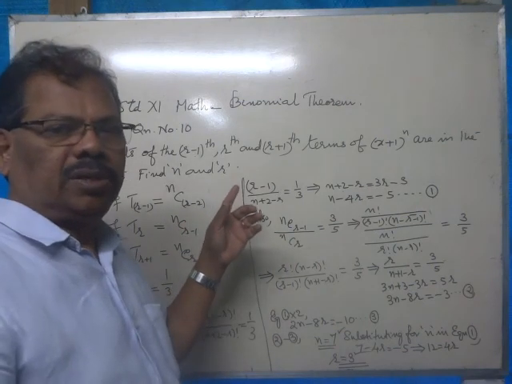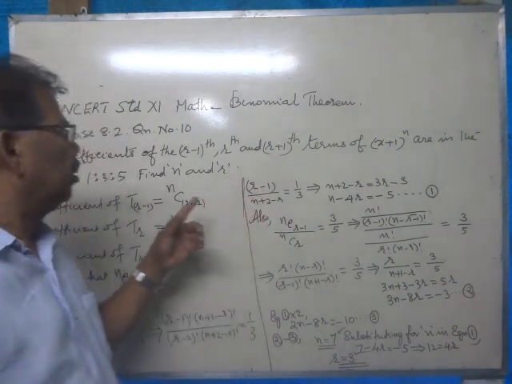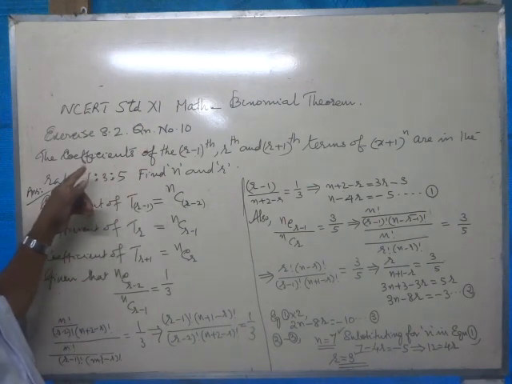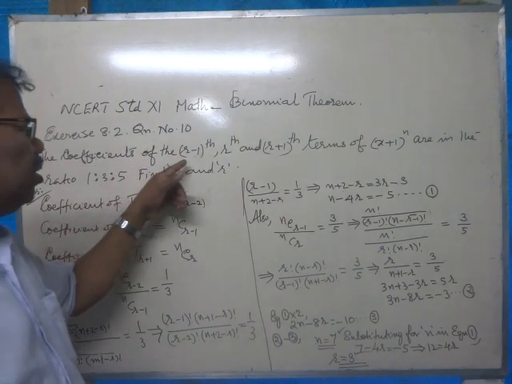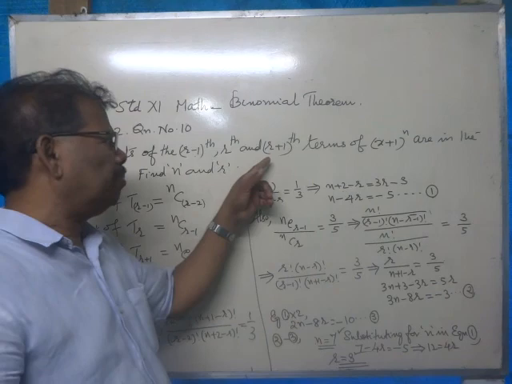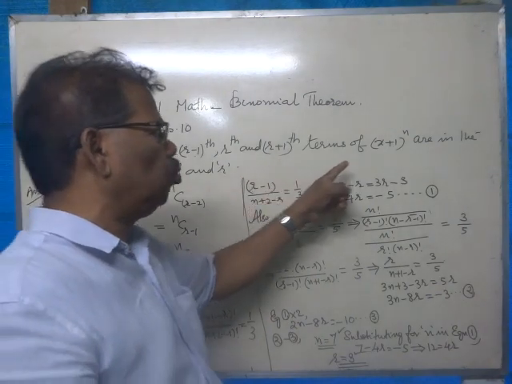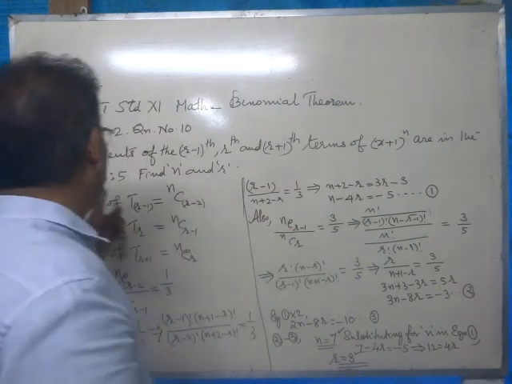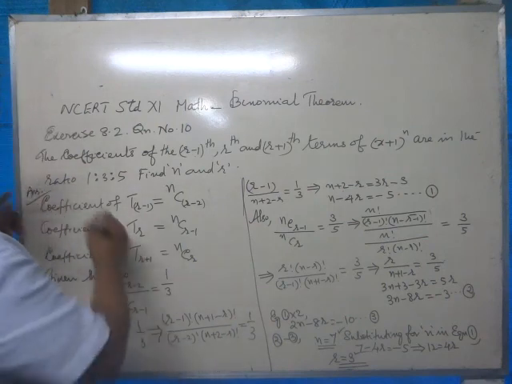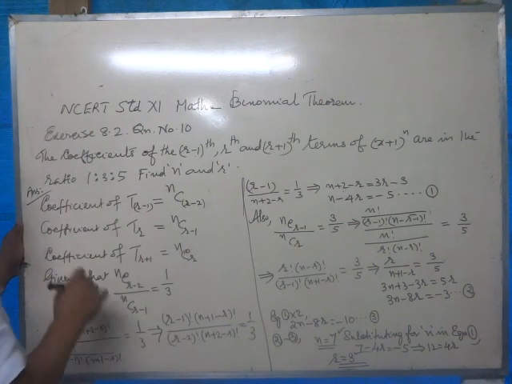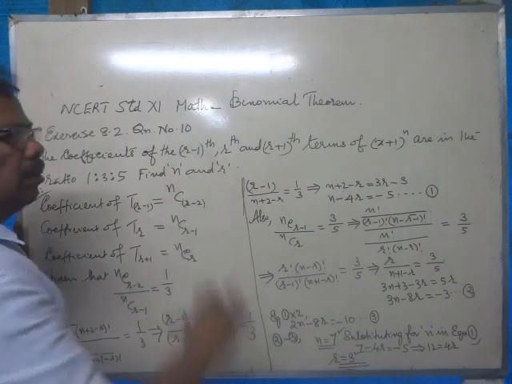Now in exercise 8.2, we have one more question. Question number 10. The coefficients of the (r−1)th, rth and (r+1)th terms of (x+1)^n are in the ratio 1:3:5. Find n and r.